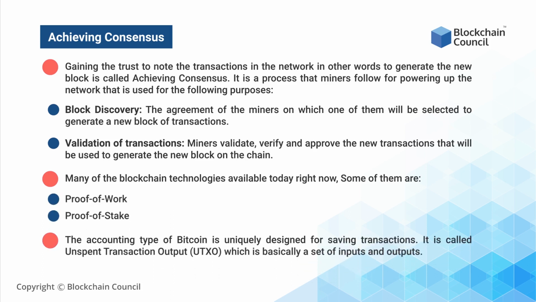The accounting type of Bitcoin is uniquely designed for saving transactions. It is called unspent transaction output, or UTXO, which is basically a set of inputs and outputs. Each transaction has an input that identifies a Bitcoin address, which is the fund source, and an unspent transaction, which has a Bitcoin that received value in the past. We will discuss UTXO in the upcoming modules.